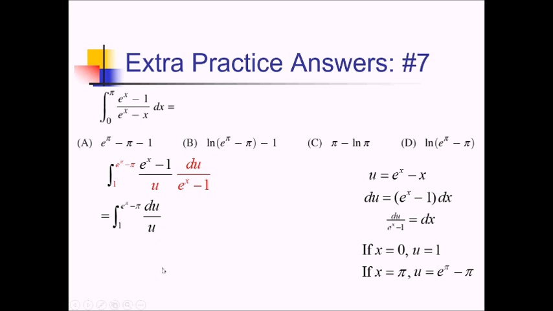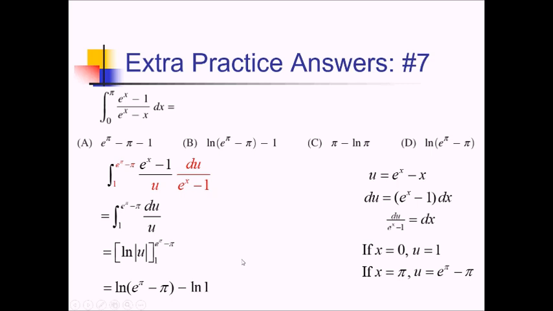So we'll evaluate that from 1 to e to the pi minus pi. So plugging in some things here, we have ln of e to the pi minus pi inside an absolute value. And let's see here. You actually don't need the absolute value because that is a positive number. Then we'll also subtract ln of 1.